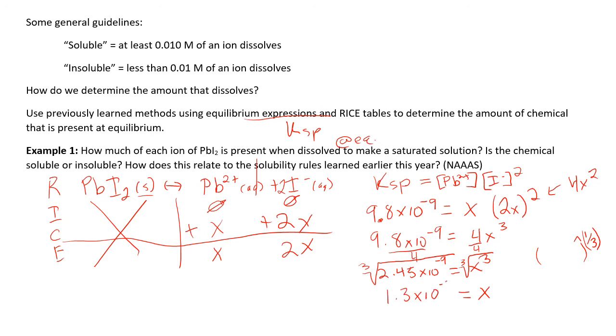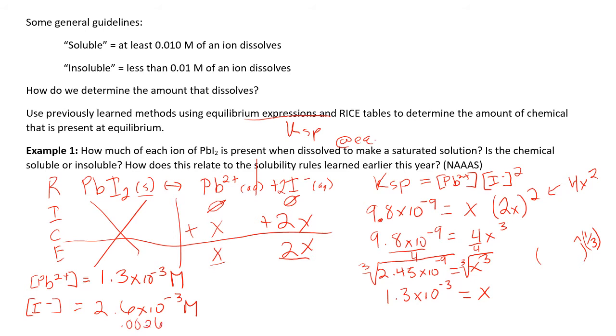So what is that number really telling us? It's telling us that the value of x, so our concentration of lead at equilibrium, is 1.3 times 10 to the negative 3rd molar. And our concentration of iodine at that time would be 2x, so 2 times that. So 2.6 times 10 to the negative 3rd molar. Computer's not cooperating, 0.0026. It's a pretty small value.